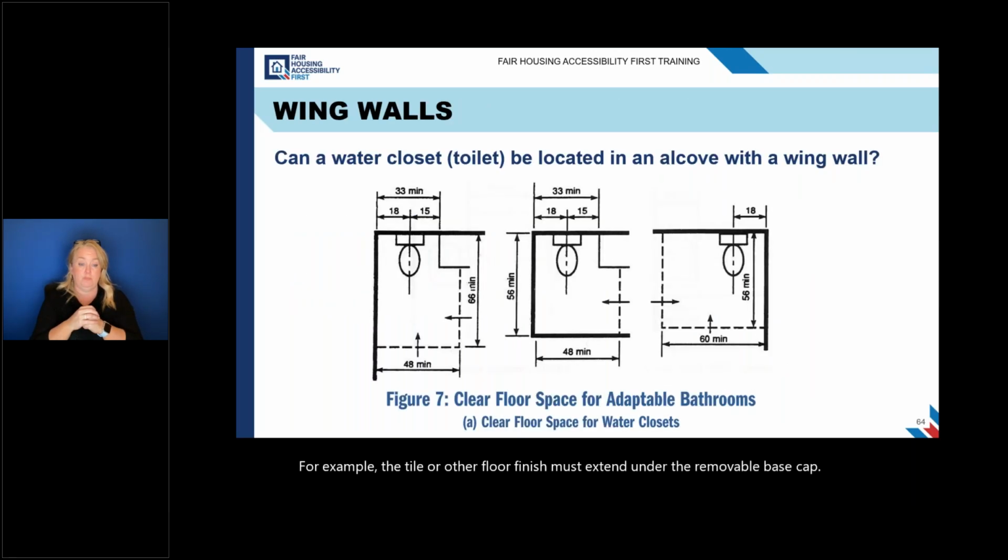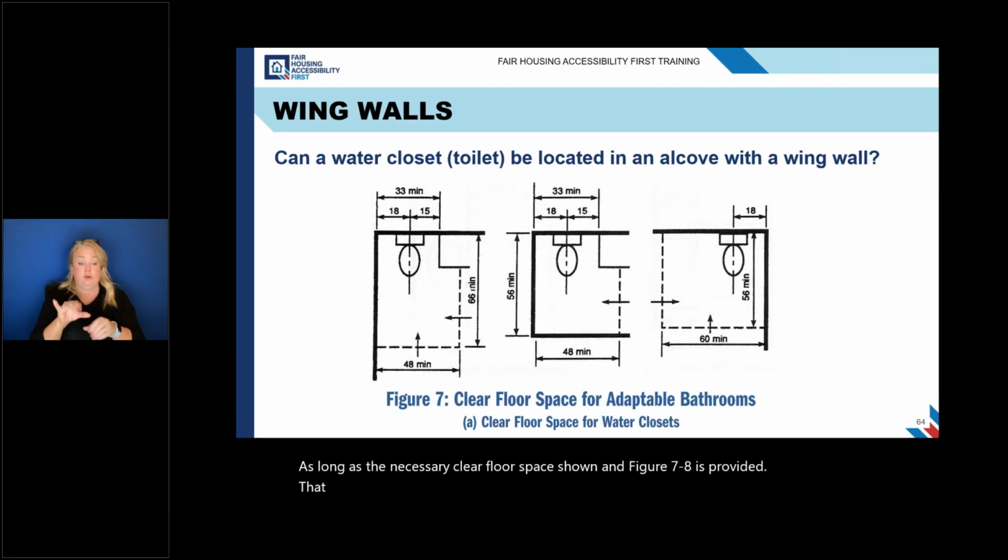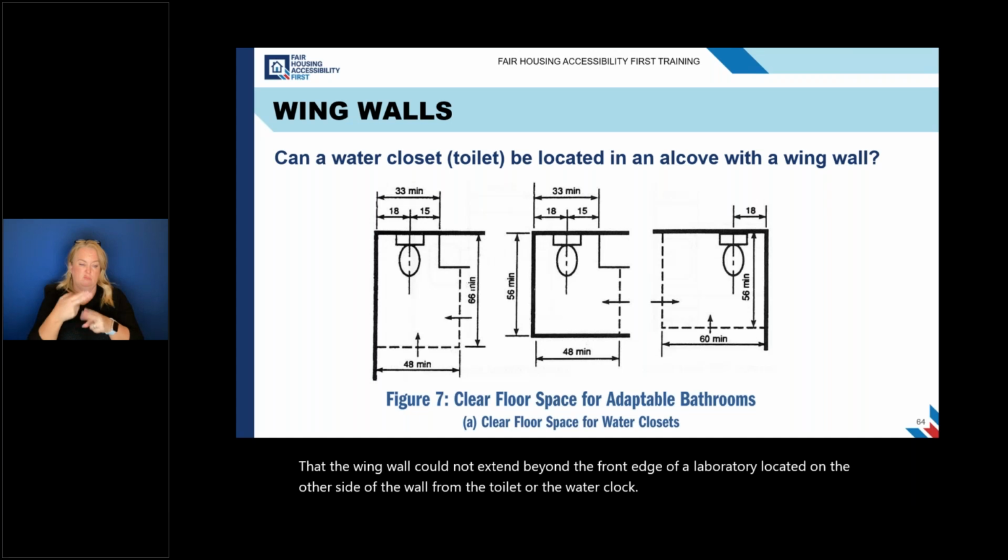Wing walls. The question: can a water closet, known as a toilet, be located in an alcove with a wing wall? Yes, as long as the necessary clear floor space shown in figure 7A is provided. This would mean that the wing wall could not extend beyond the front edge of a lavatory located on the other side of the wall from the toilet, or the water closet, as it's sometimes called.